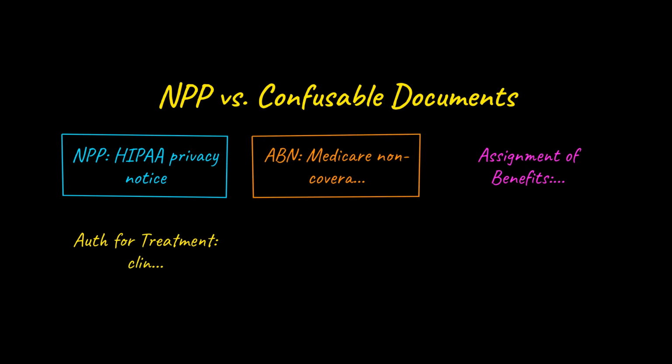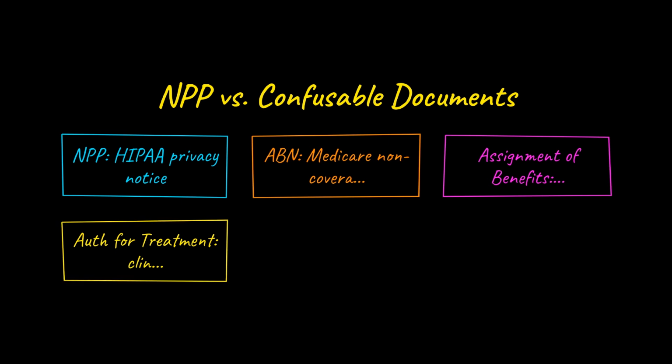The Advance Beneficiary Notice covers Medicare non-coverage of a service. The Assignment of Benefits directs the insurer to pay the practice. The authorization for treatment is general clinical consent. Only the NPP is the HIPAA-required privacy notice.